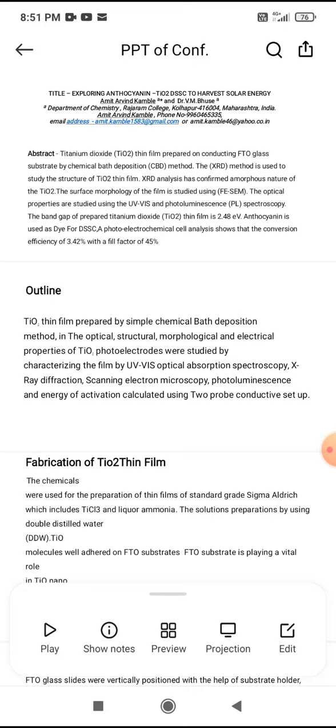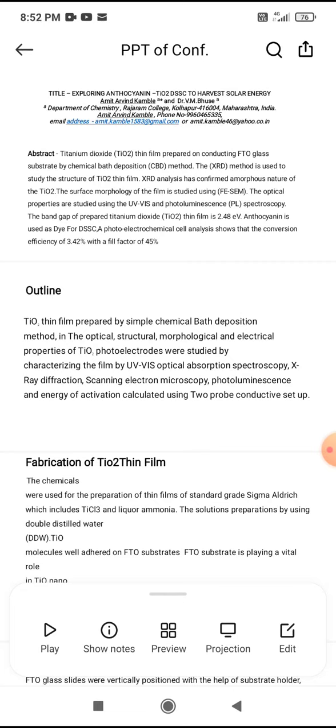The optical properties are studied using UV-visible and photoluminescence spectroscopy. The band gap of the prepared titanium dioxide thin film is 2.48 eV. Anthocyanin is used as dye for the dye-sensitized solar cell. Photoelectrochemical cell analysis shows a conversion efficiency of 3.42% with a fill factor of 45%.